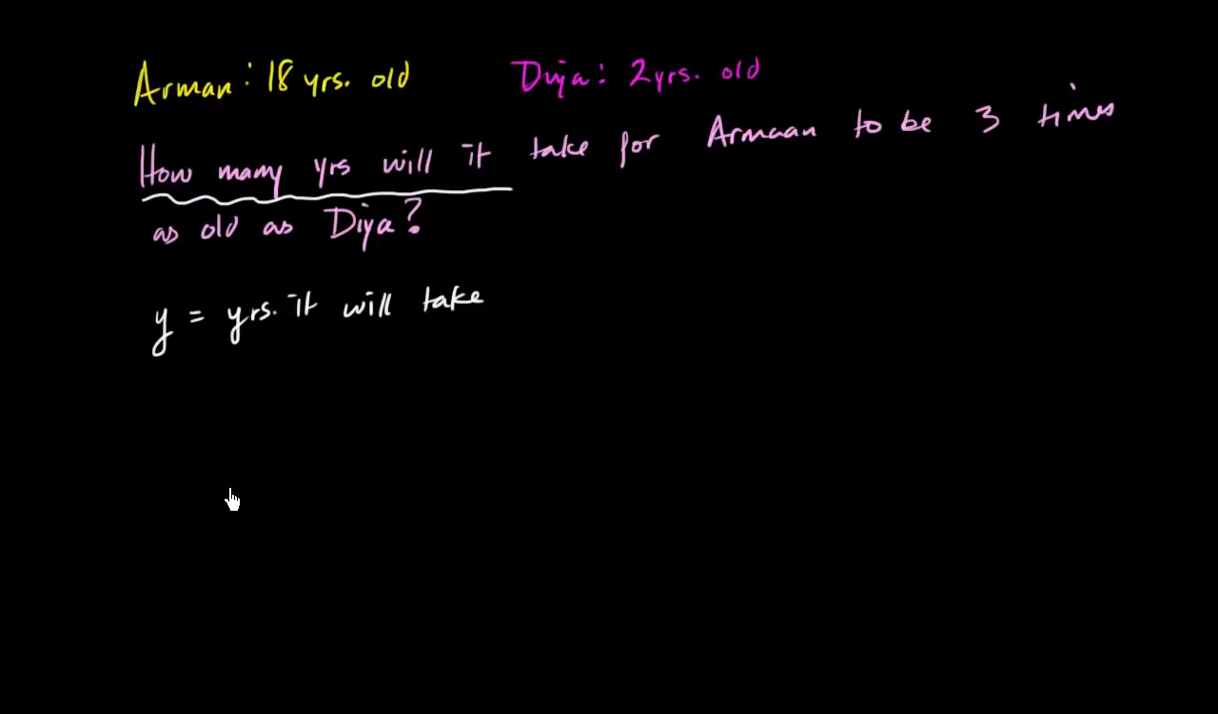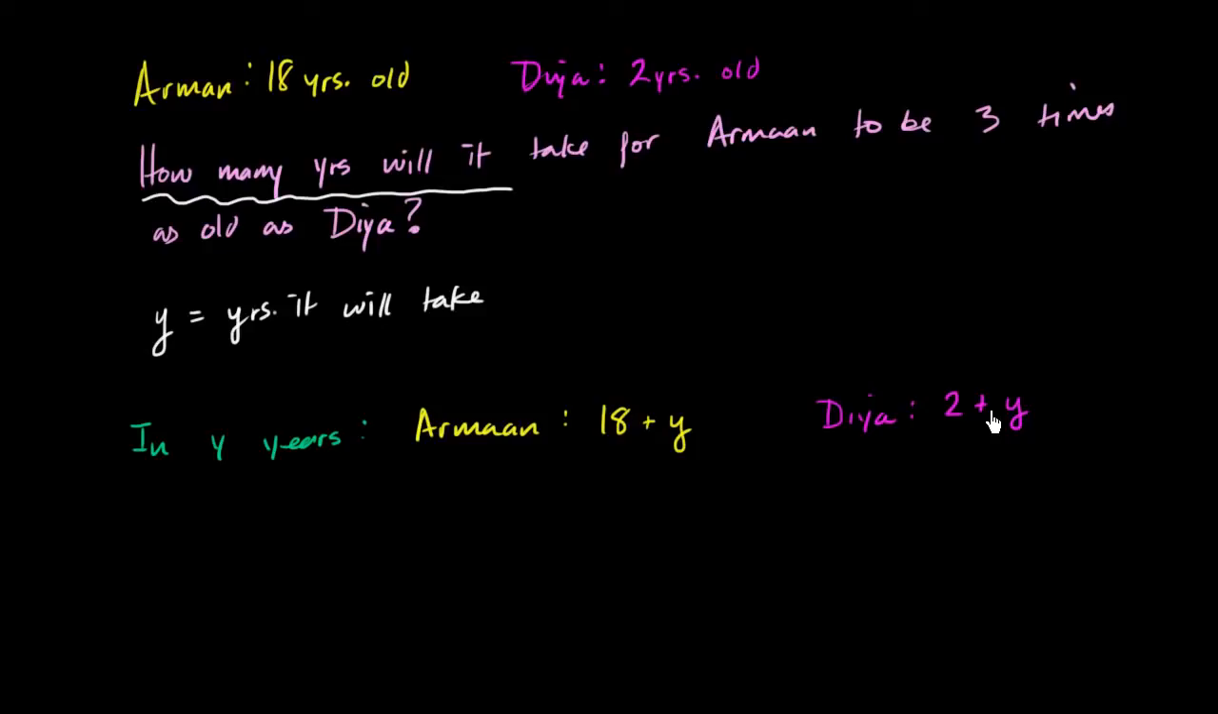Well, let's think about how old Armand will be in y years. How old will he be? Well, in y years, Armand is going to be how old? Armand is going to be, well, he's 18 right now. And in y years, he's going to be y years older. So in y years, Armand is going to be 18 plus y. And what about Dia? How old will she be in y years? Well, she's 2 now, and in y years, she'll just be 2 plus y.